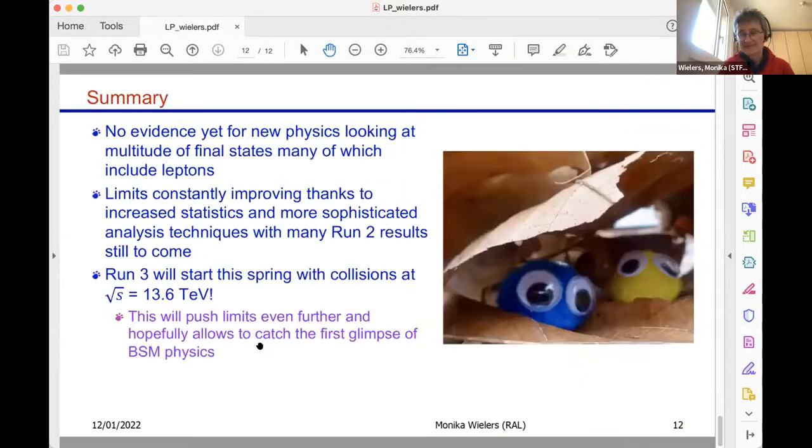Okay, this already brings me to my summary. Unfortunately, no evidence is yet seen for physics beyond the standard model for a multitude of final states and a multitude of different models. Again, I would like to stress, like other speakers already did, that our limits are constantly improving, not only thanks to the increase in statistics, but also due to the fact that we are now using more sophisticated analysis techniques. Many more Run 2 results are to come, and as you know, Run 3 is just lurking around the corner. Hopefully, ultimately, this is more statistics, looking at more final states, more different models. This will allow us then to catch a glimpse of beyond standard model physics in the future.